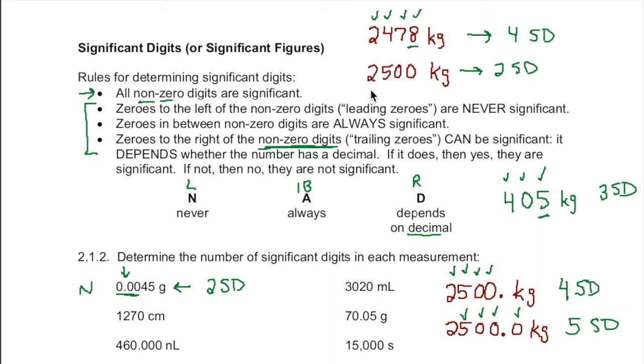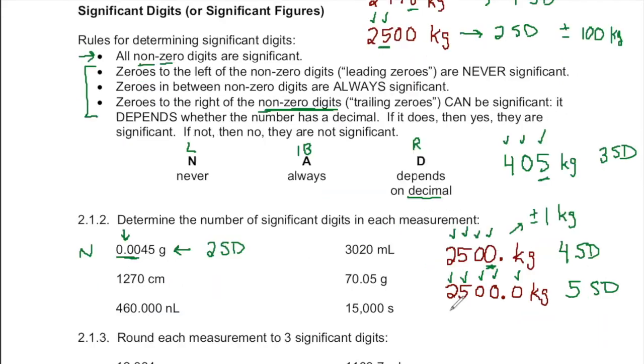So written like this, with 2 significant digits, we are implying that this number is plus or minus 100 kilograms. This one, with 4 significant digits, makes this 0 the last significant digit. We are implying that this number is plus or minus 1 kilogram. And this value of 2,500 written with a decimal and another 0 after the decimal, having 5 significant digits, implies that this measurement is plus or minus 0.1 kilograms.